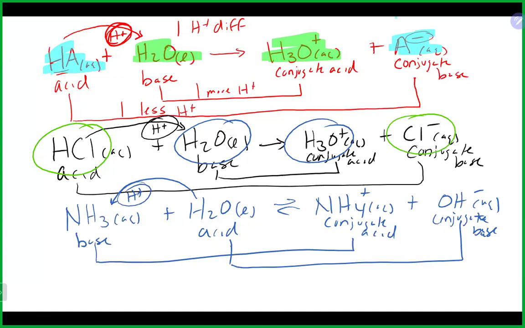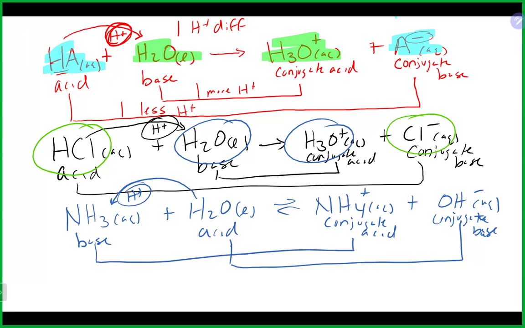Now, your regular acids and bases are found on the left-hand side of the arrow, and your conjugate acids and your conjugate bases are found on the right-hand side of the arrow. That is always the relationship that we see. Any questions on that there?